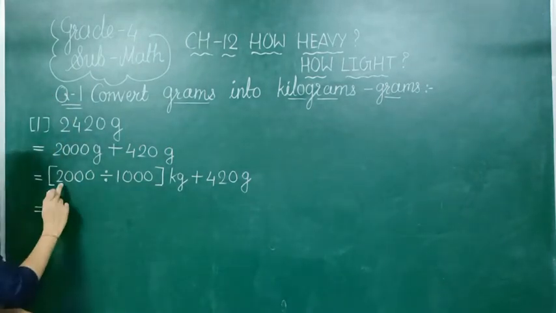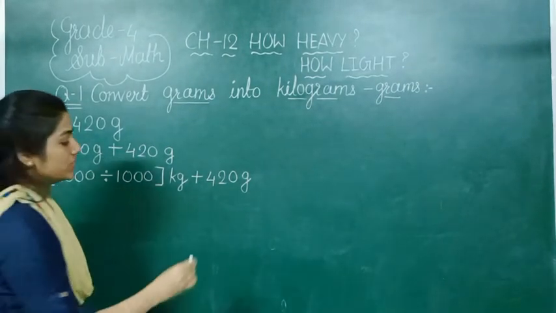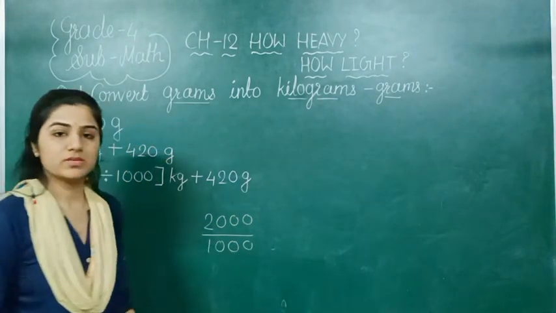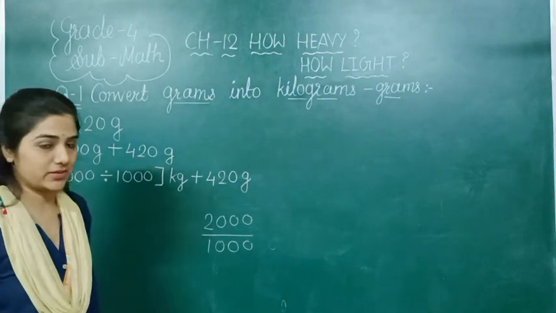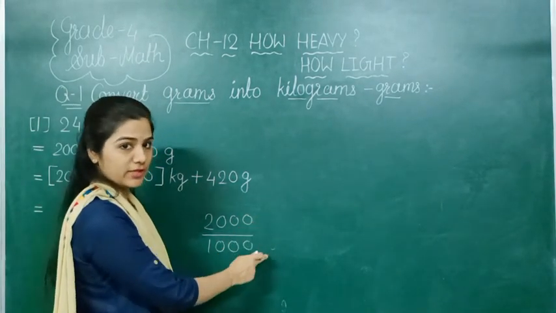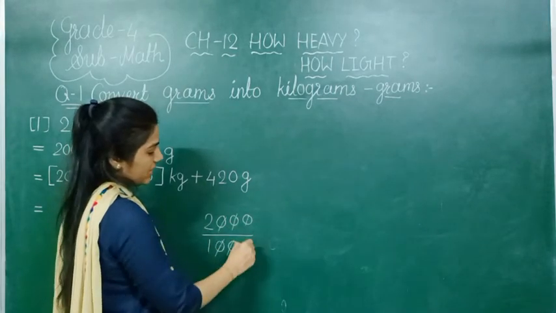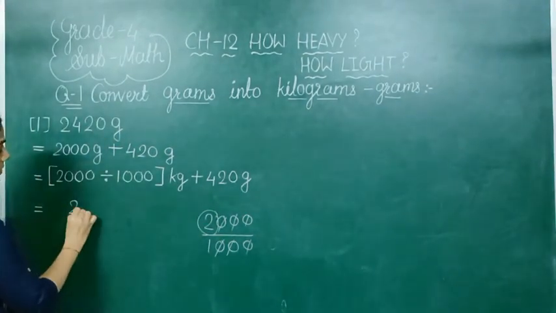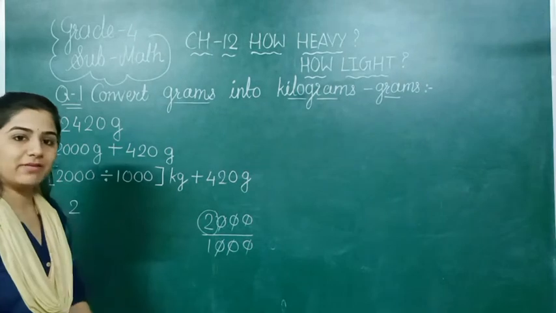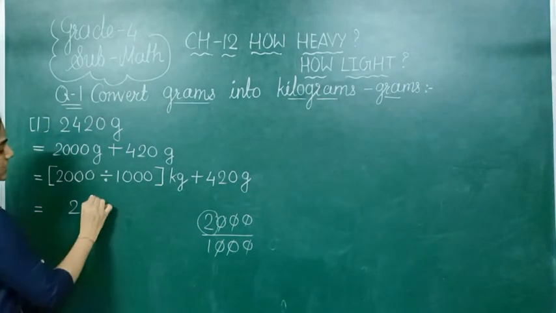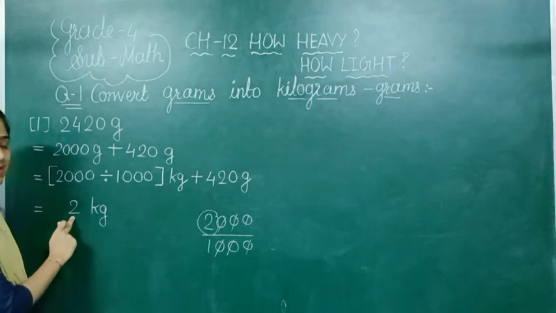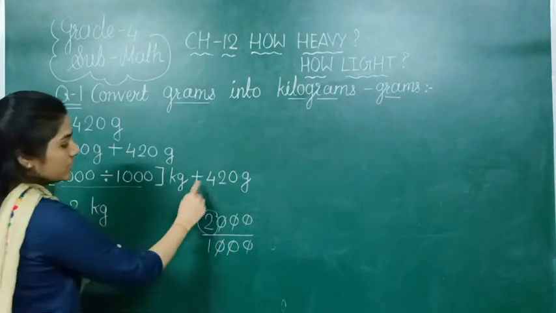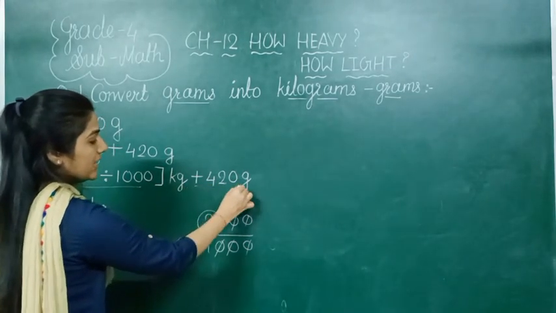Now 2000 divided by 1000, you will divide this in rough space like this. If the same zeros are there in the numerator and the denominator, they can be cut, as you know. So the answer we get is just 2. I have done this method directly in rough space. Now put kg, kilogram, at the back. So our answer for this step is 2 kg. Now the plus sign and 420 gram remain the same.